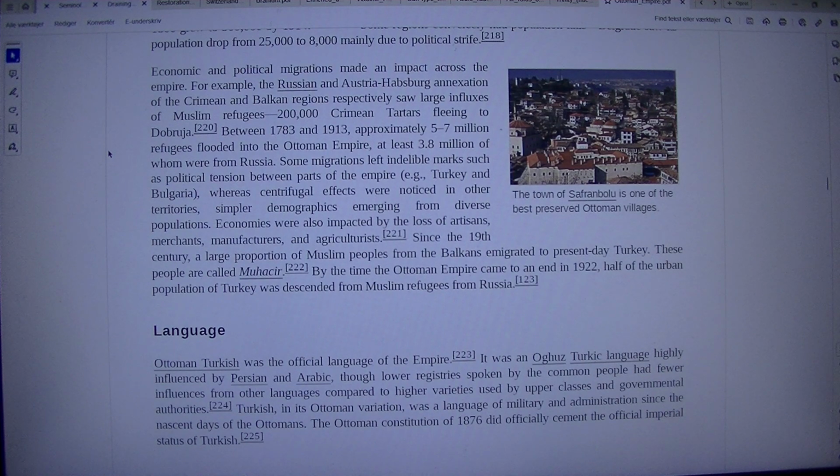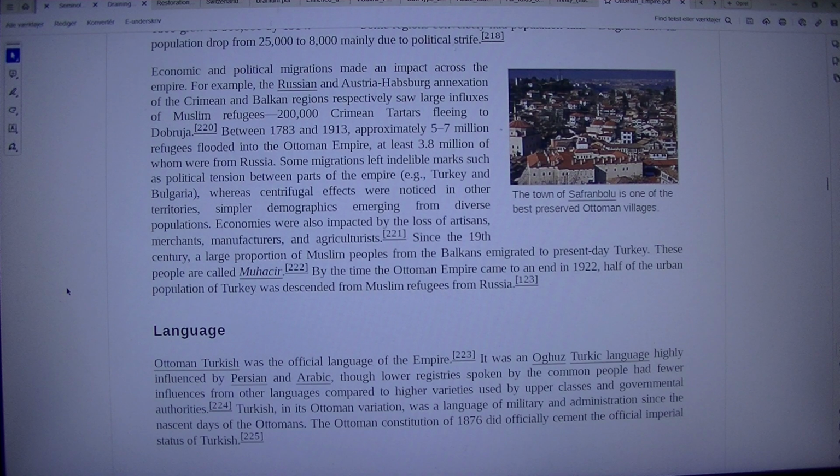Between 1783 and 1913, approximately 5-7 million refugees flooded into the Ottoman Empire, at least 3.8 million of whom were from Russia. Some migrations left indelible marks, such as political tension between parts of the empire, for example, Turkey and Bulgaria, whereas centrifugal effects were noticed in other territories, simpler demographics emerging from diverse populations. Economies were also impacted by the loss of artisans, merchants, manufacturers, and agriculturists.